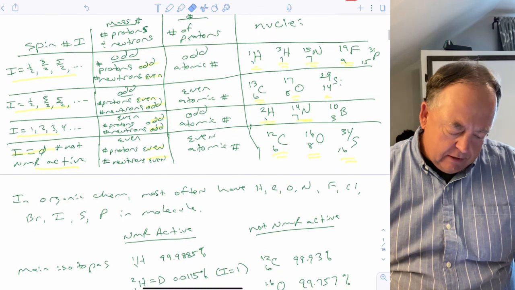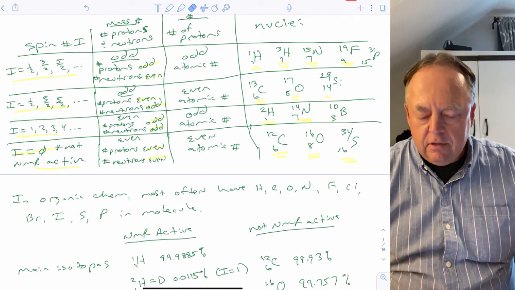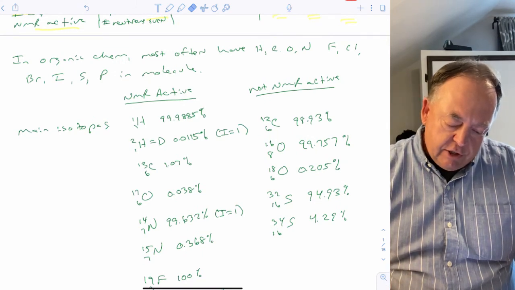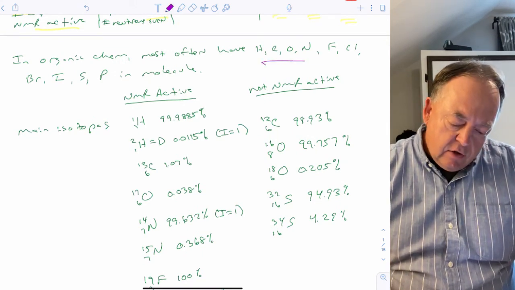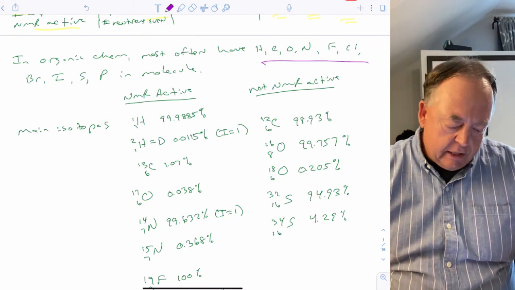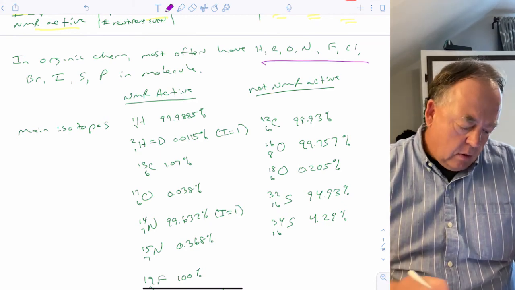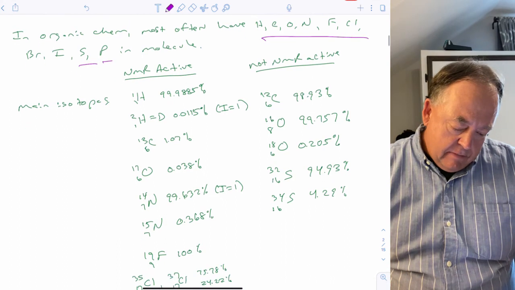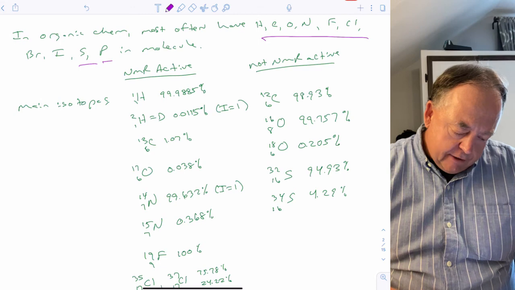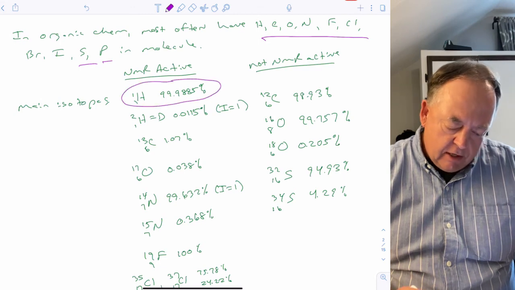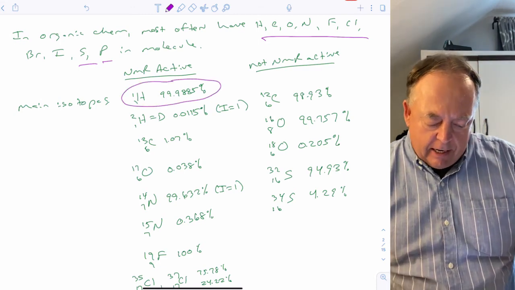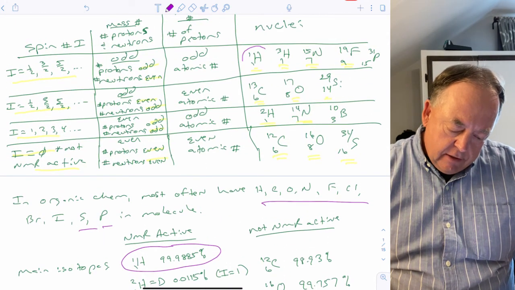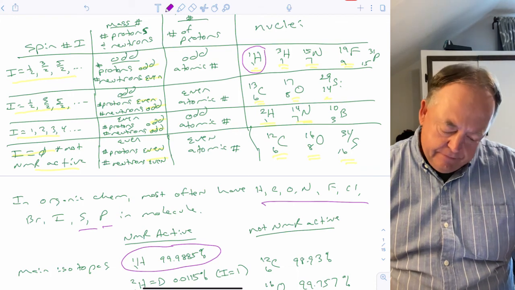As we'll talk about, some of them are easier to interpret than others though. So in organic chemistry, most often we're dealing with hydrogen, carbon, oxygen, nitrogen, or one of the halogens, fluorine, chlorine, bromine, iodine, or sulfur or phosphorus, right? Of those elements, hydrogen 1 is the most abundant isotope in nature. It's 99.9885% hydrogen 1 in nature, and that's NMR active, right? It's got an I value of 1/2.